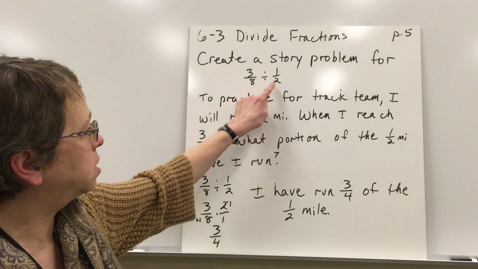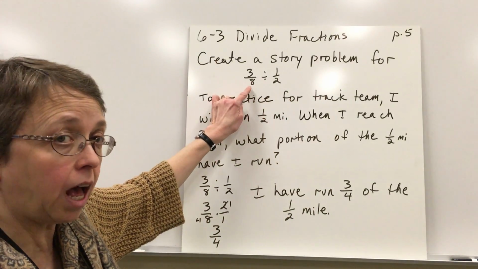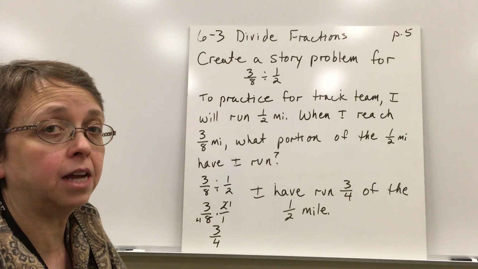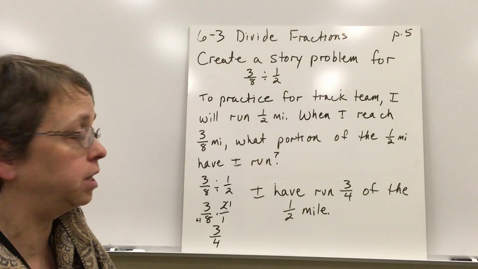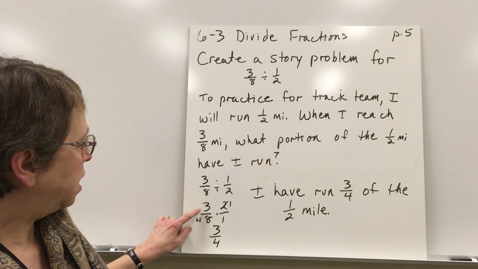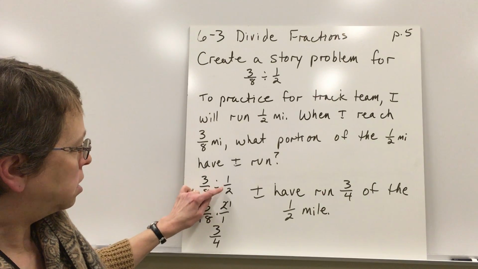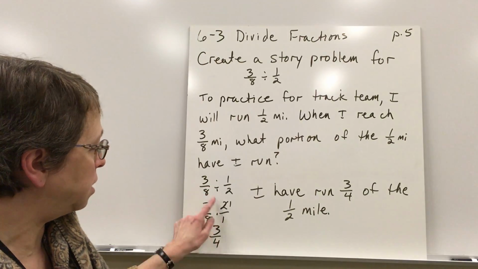So I'm going to do 3/8 divided by 1/2 to answer my question. 3/8 is how much I have. 1/2 is the size of the group. That's the amount I'm running today. So 3/8 divided by 1/2, I get 3/8 stays the same. Division becomes multiplication. Take the reciprocal of my 1/2, and that's 2/1.